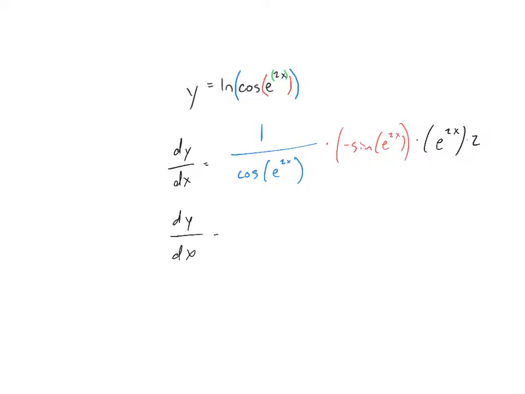To clean this one up, let's see what we got here. I can write my sine over cosine all in one fraction. I can actually bring everything up into one fraction. So negative 2 e to the 2x sine of e to the 2x over the cosine of e to the 2x. And hey, I have a sine of a thing over a cosine of the same thing, so maybe I want to write them as a tangent.